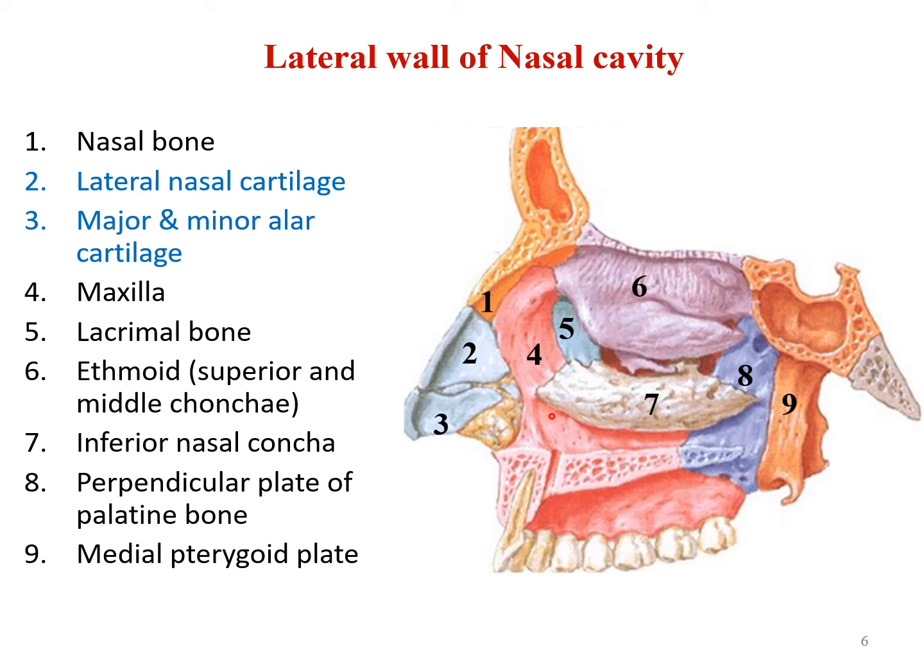Second one, which is in pink in color, this bone is the maxilla. This light blue colored bone, this is the lacrimal bone, and this is the ethmoid bone. As I said, this is the superior concha and this is the middle concha, and they are part of ethmoid bone. The number 7, this is the inferior concha, which is a separate bone.